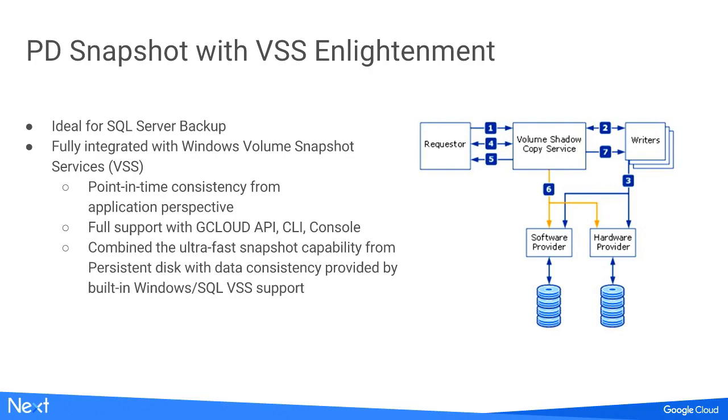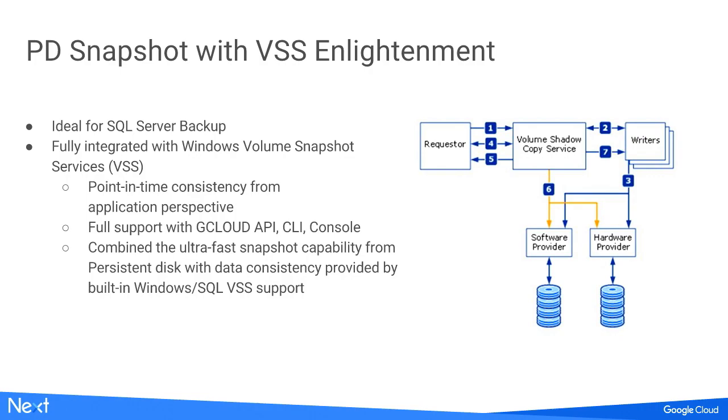Without the VSS integration, the persistent disk snapshot is not aware of any guest state. It's called crash consistent. For a running system, it's just like you pulled the cable from the wall, and whatever is left on the disk is your snapshot. That's why on Windows, the often-suggested practice is to turn off your instance before you take a snapshot. This is less than ideal.